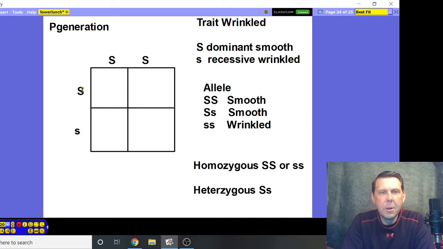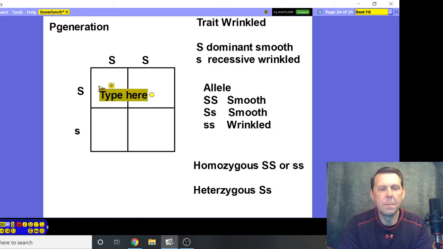This plant over here is heterozygous, because there's a big one and a little one, heterozygous. And it is heterozygous and it is also smooth, because it has the dominant trait. So it'll also be smooth. Whenever that dominant trait is there, it will dominate and you will see that one and not the recessive one.